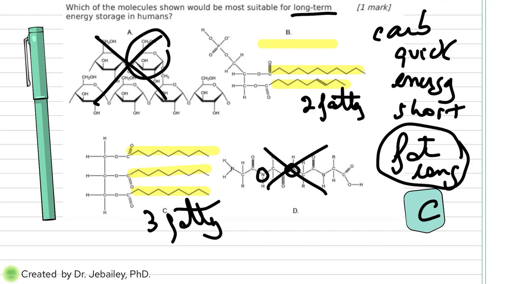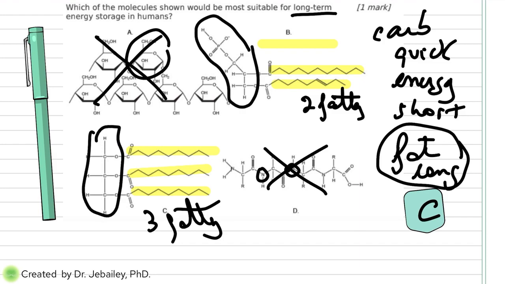And you can see here that this part here is literally this, but this one has lost the first fatty acid. This one has all 3 complete. So the more fatty acids you have, the more long-term energy you will get. So again, both of them are fat. It's just that one has more fat than the other. And that's how IB will do it. They simply play these tricks on you. In this case, C would be the right answer.